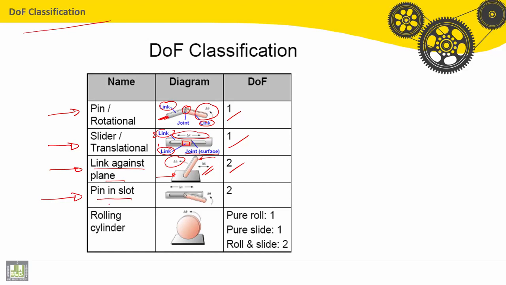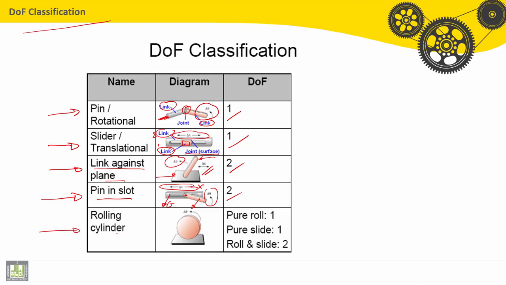For this type, pin in slot, this link is the ground. This link can make translation delta x or x, linear motion, and can make rotation around this axis of the pin, theta or delta theta. Then we find here 2 degrees of freedom, translation and rotation.